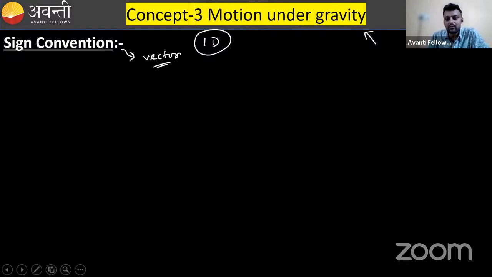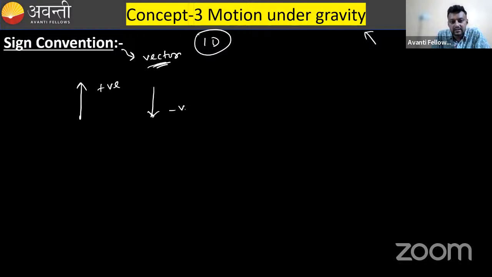Okay. Sign convention. We are talking about vector quantities. This is my sign convention. In your classroom, you may have taken some other sign convention. I'm not saying only I am right; some other person may be right. So what is my sign convention? Whenever a vector quantity is going upward, I will take it as positive, and whenever a vector quantity has its direction downward, I will take it as negative. As simple as that.